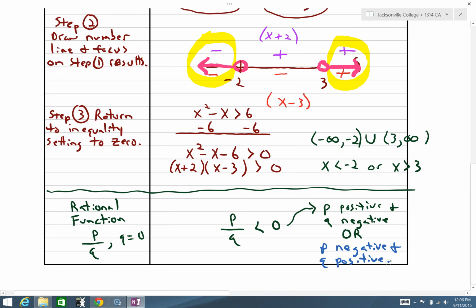So we see both scenarios. If we are going to be greater than 0, we need them to be same signed. If we're going to be less than 0, we need them to be opposite signed.